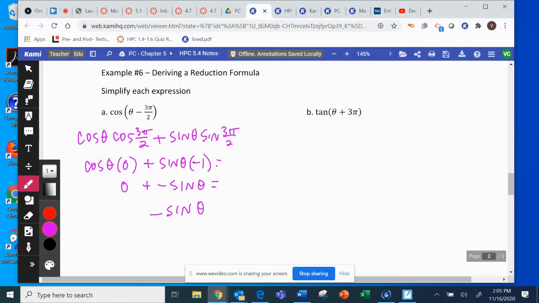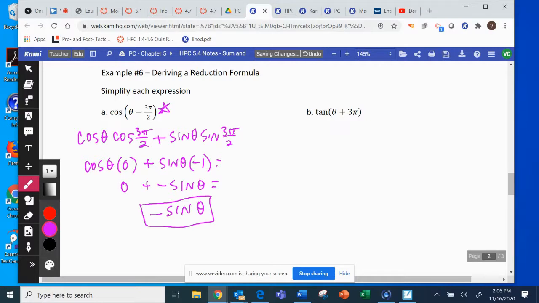So the expression cosine theta minus 3 pi over 2 is simplified to be negative sine theta. So if we were doing something that had this expression in it and we wanted to make it a lot simpler to deal with, we would replace it with negative sine theta. Same thing with tangent theta plus 3 pi.